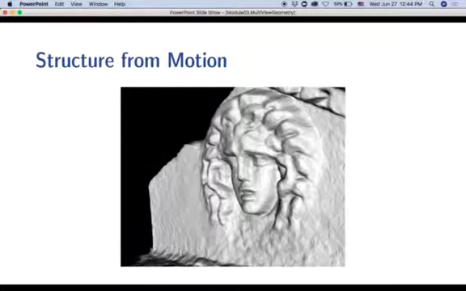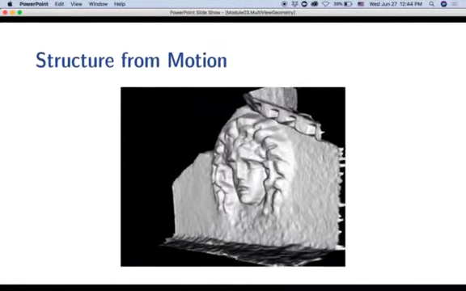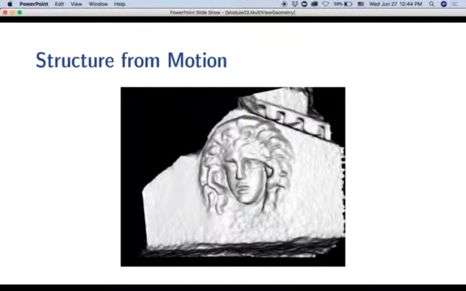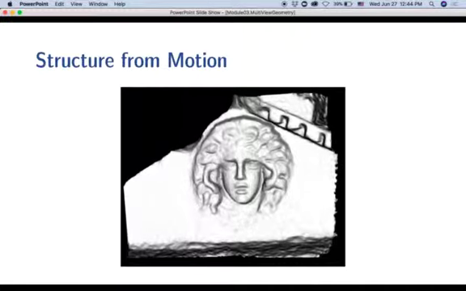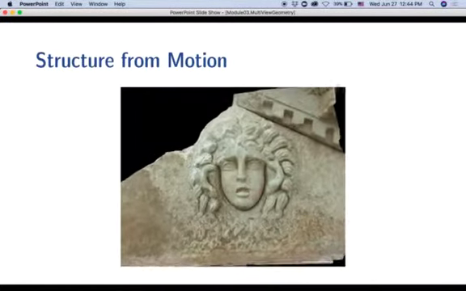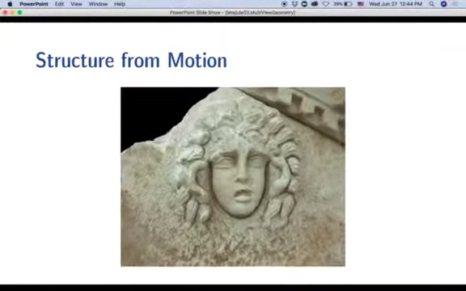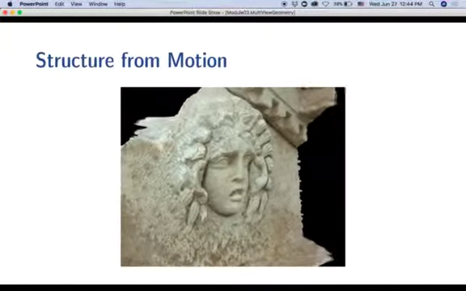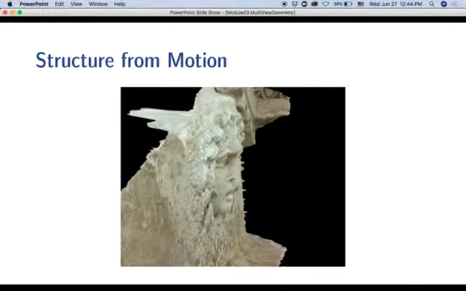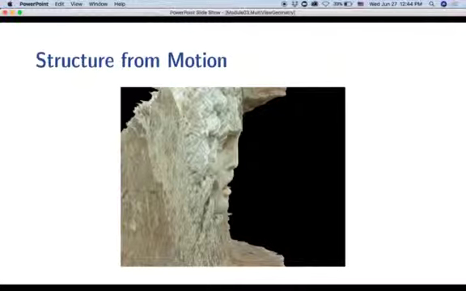It's a pretty good reconstruction of the structure, and in fact, if you texture map it, not just show this shaded, and move the camera around, you see that it looks pretty nice. These are synthetic views that we are showing you, but it looks pretty nice.